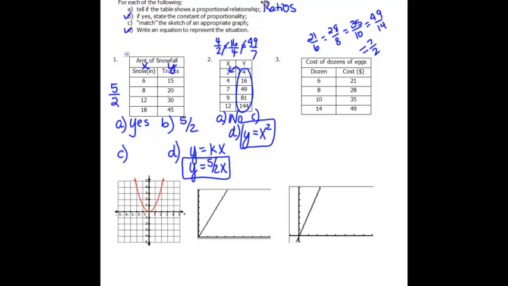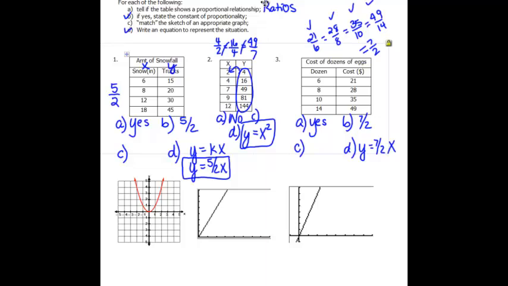And you do need to check every one in the table because they might throw you a curveball and just have that one be off. So make sure to check all of them. So my answer to A then is going to be yes. The constant of proportionality is what I just figured. And we'll check out the graphs in a moment. And so for D, you should already have that written down. Y equals KX. And so that is 7 halves X.